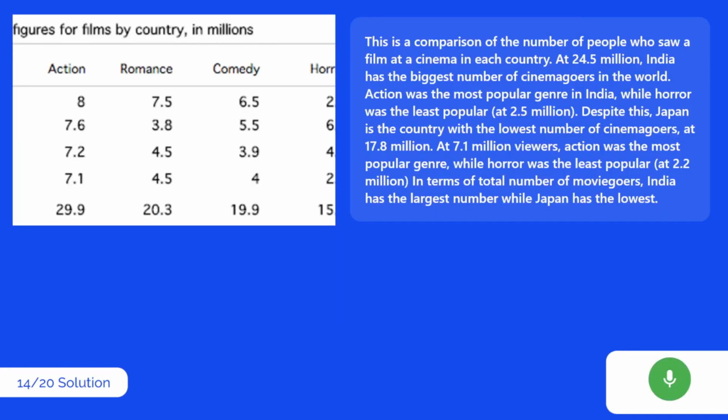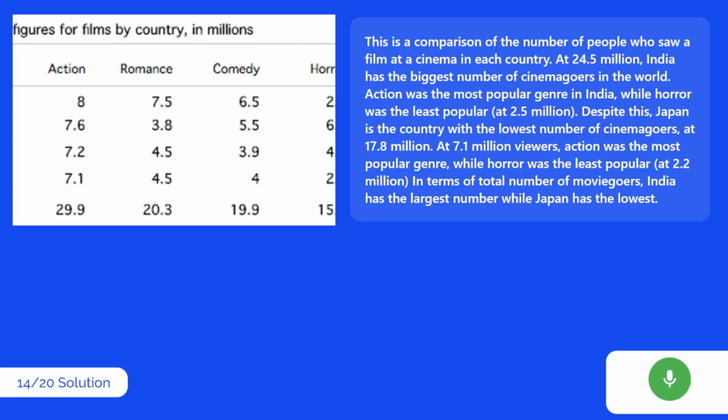This is a comparison of the number of people who saw a film at a cinema in each country. At 24.5 million, India has the biggest number of cinemagoers in the world. Action was the most popular genre in India, while horror was the least popular, at 2.5 million.